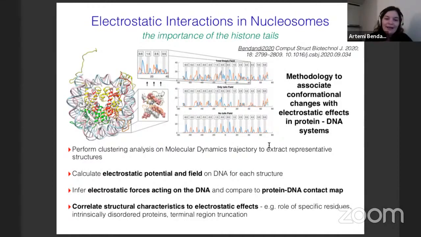Finally, we correlate the structural characteristics that we see to electrostatic effects, such as the role of specific residues that we see maybe are causing some particular spike in the electric field or something like that, the role of intrinsically disordered proteins, as we did here for the histone tails, the truncation of terminal regions, and such.